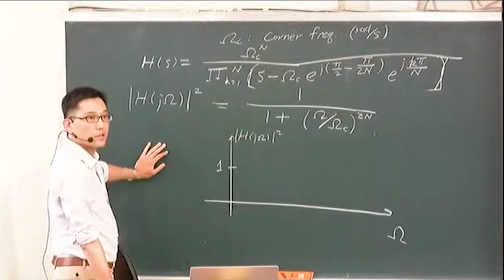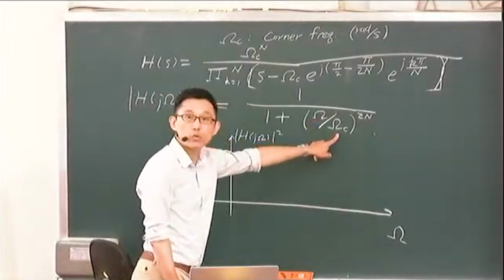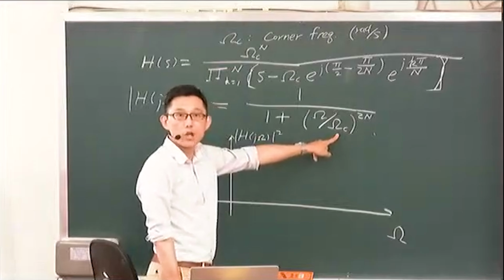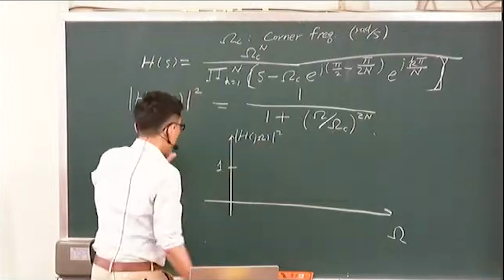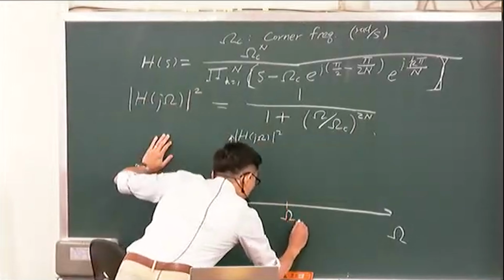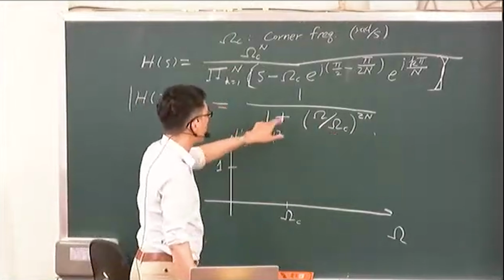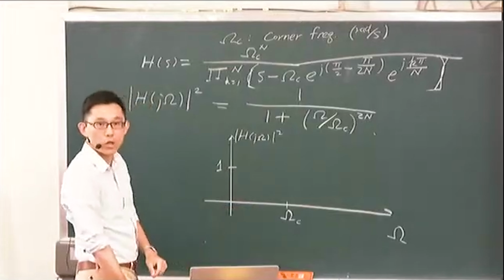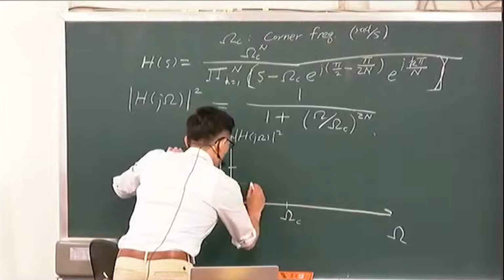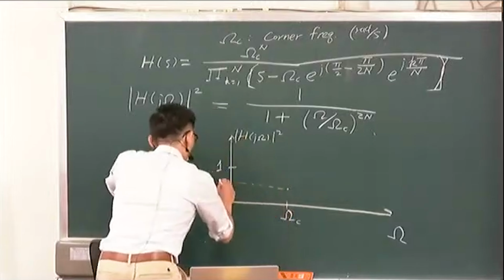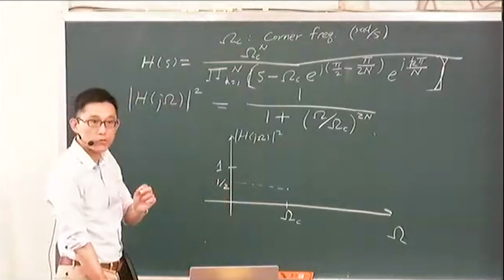Any suggestion? How about we check the value when omega equals the corner frequency? Now we can do that. Suppose that the corner frequency is around right here. When omega equals the corner frequency, we have 1 divided by 1 plus 1, so it's 1/2. The magnitude squared is going to reach 1/2 when omega equals the corner frequency.